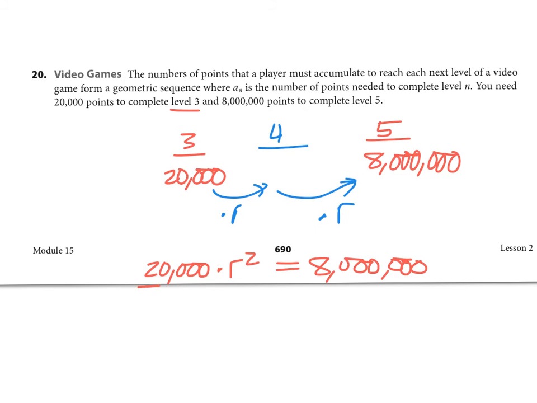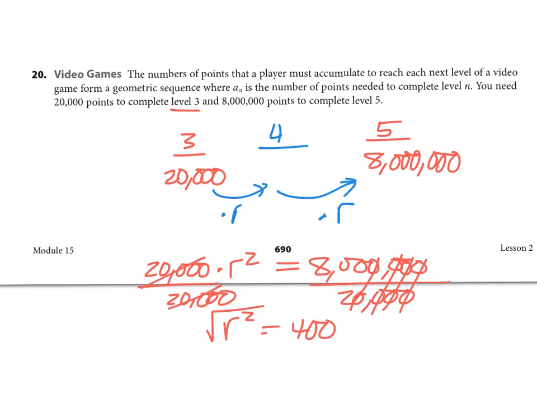And then you'll divide by 20,000. Cancel, so R squared equals, do your zeros. Obviously, you can just use the calculator. And then 2 goes into 800, so that'd be 400. And then you take the square root of 400, which is 20, so that's your R.